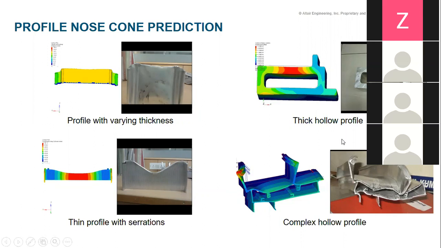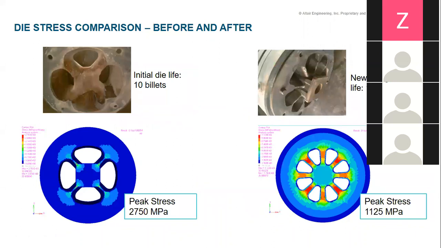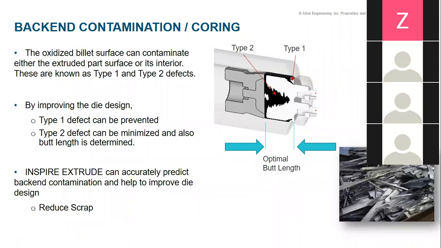On the top right, this is an example of a thick profile and its correlation with the actual component. And one more important factor we have to consider during the extrusion of metal is die stress comparison. On the left hand side, you can see the maximum stress is 2750. There are 10 billets there. In the new design, there are more billets, but we are getting less stress. Once you get more stress on your die, your die will have less life. So you have to keep these stresses in mind as well.